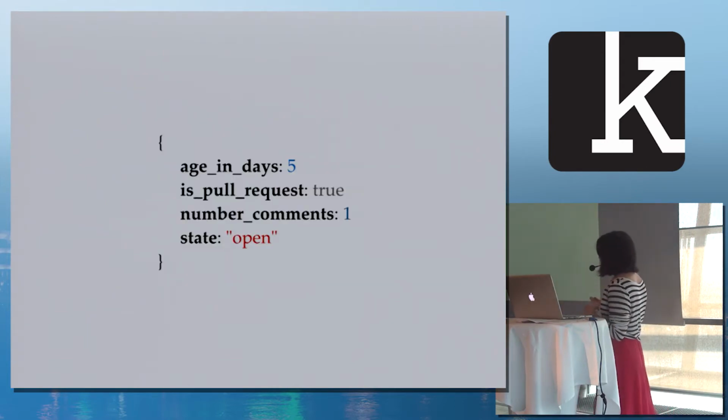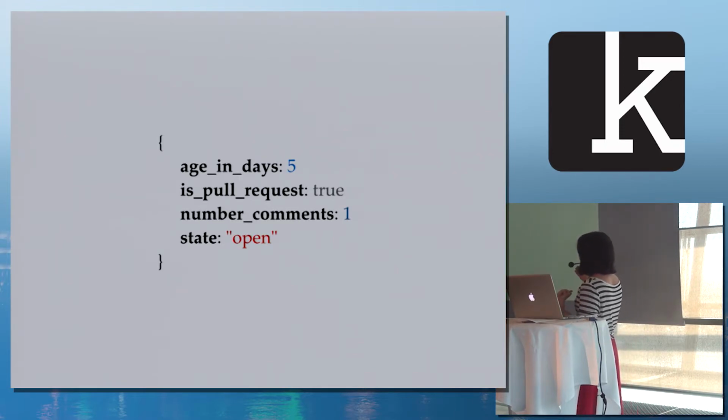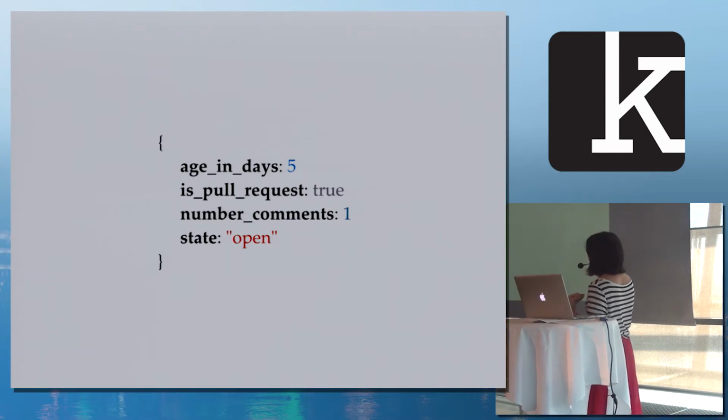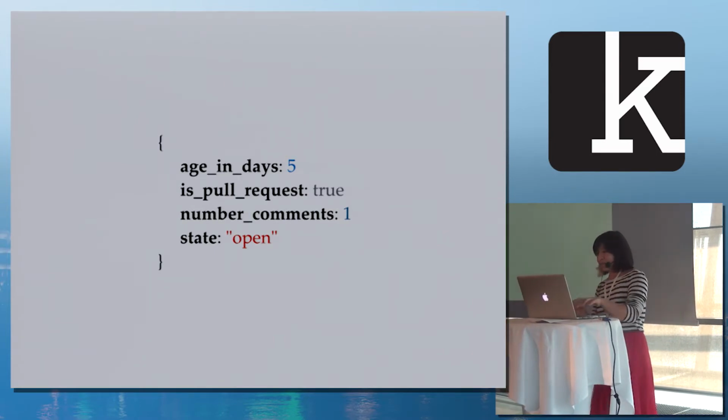And for every issue, the data is going to look like this. We have these 4 fields. We have the age in days, whether or not it's a pull request, the number of comments, and the state.